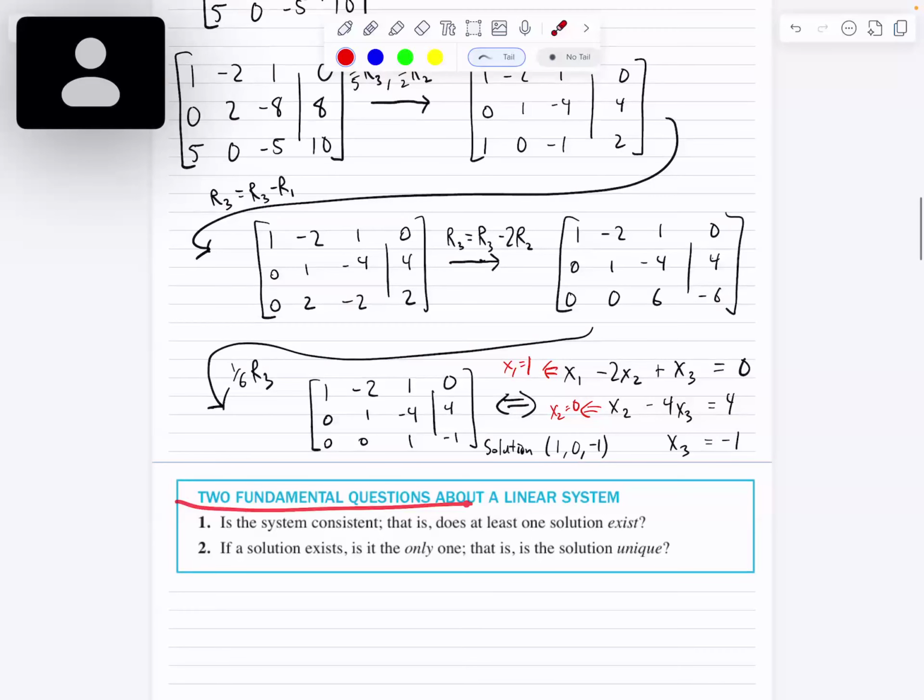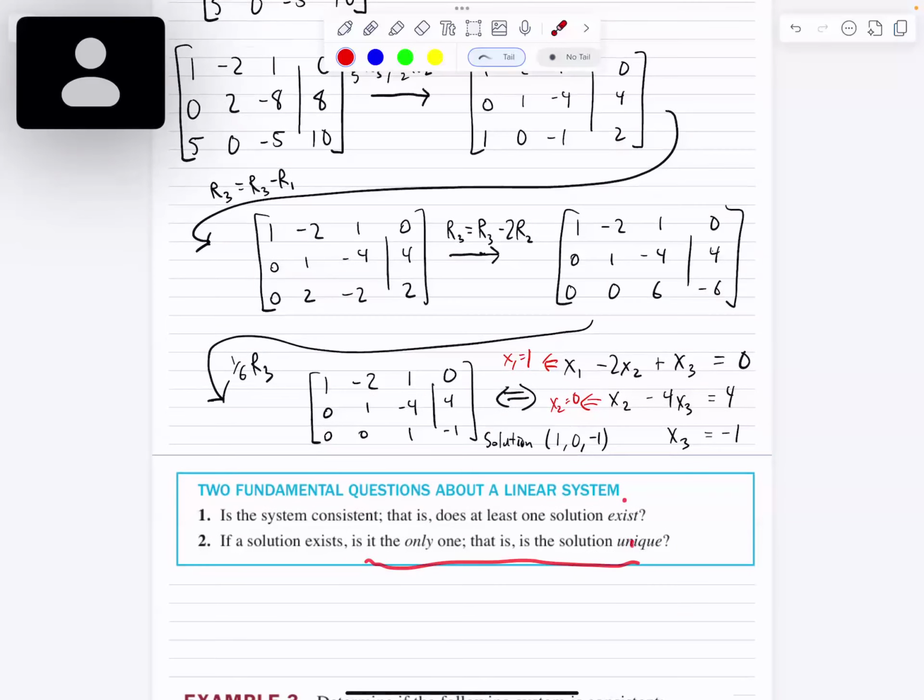And so, 2 fundamental questions about linear systems. Is the system consistent? Does it have at least one solution? This one is consistent. If a solution exists, is there only one? Is it unique? These are really, really important questions in linear algebra and differential equations. Is there a solution? Is there something that'll satisfy it? And if so, is that solution unique? So it's kind of the existence and uniqueness question.